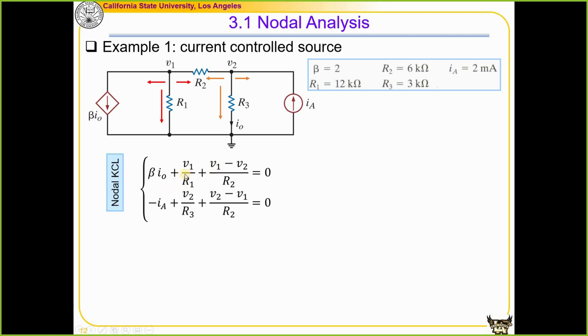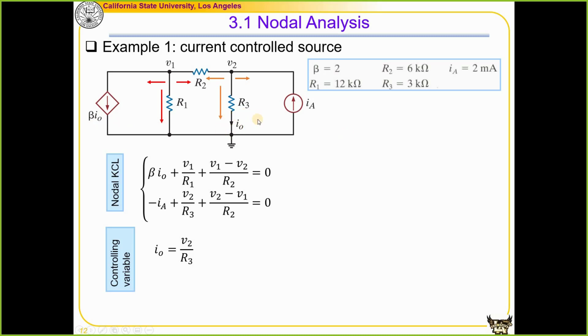Then the problem is I have three unknowns. There is an additional unknown, which is I_O. I_O is called a controlling variable. So I need an additional equation. This additional equation is about writing I_O in terms of the nodal voltages.